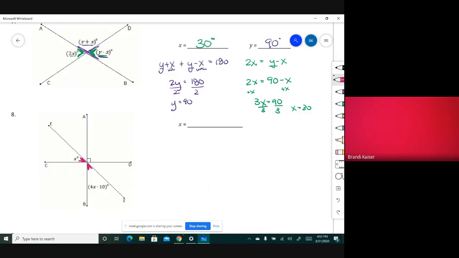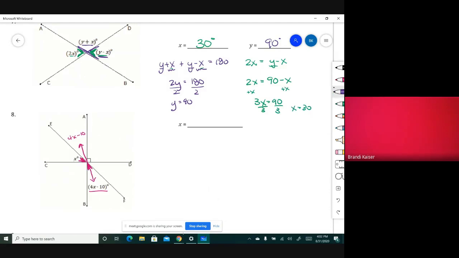Technically, I need to take this 4x minus 10. Let's say I just move it to the top here. Take this 4x minus 10 and move it up here. And these two are vertical. So I know that if this one down here is 4x minus 10, this one up here is 4x minus 10.